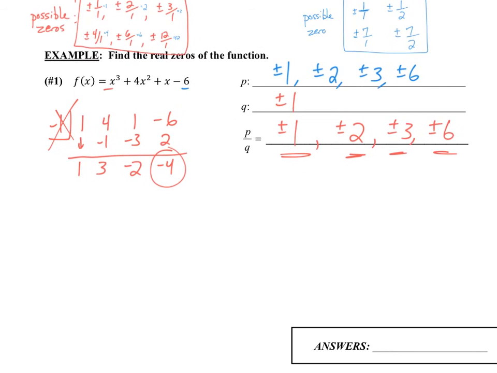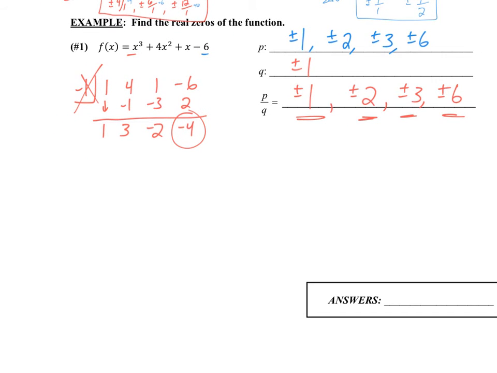You can try positive 1 or positive 2 or negative 2. You pick one of these other ones. I'm going to try positive 1. And you will list out your coefficients again. Bring down the 1. 1 times 1 is 1. 4 plus 1 is 5. 1 times 5 is 5. 1 plus 5 is 6. 1 times 6 is 6. And 6 plus negative 6 is 0. So this one did work out.